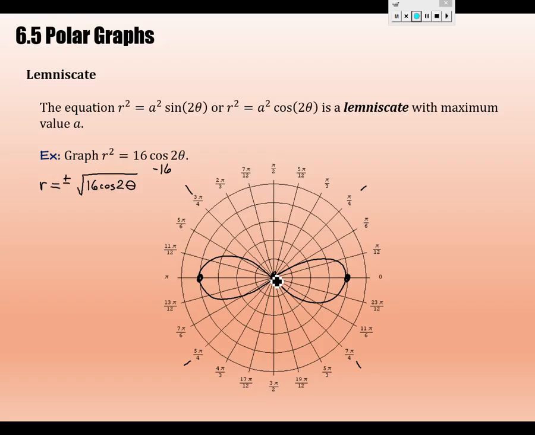Yeah, see, don't trust your calculator. It can only calculate. It cannot do mathematics, right? Be the thinking person in the room, not your calculator, okay? Are we good with that? I actually do have one more thing to say about lemniscates.